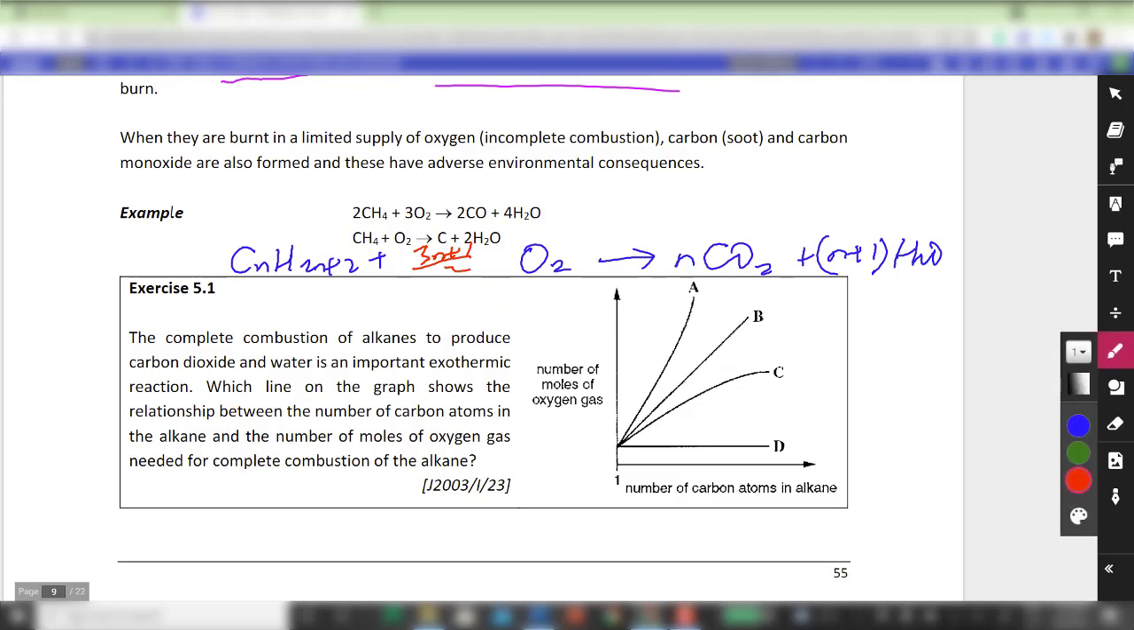Okay, so from here, it seems to be a linear relationship. I don't know whether you agree. Yeah, because the relationship between the carbon and O2 is always related by (3n+1)/2. So it's a linear relationship. And because it's a linear relationship, we look at option B. Right.